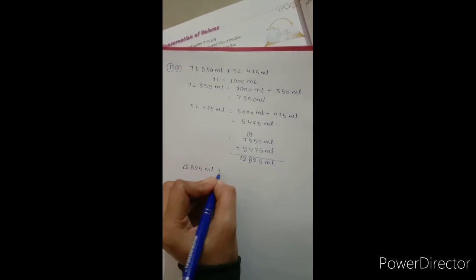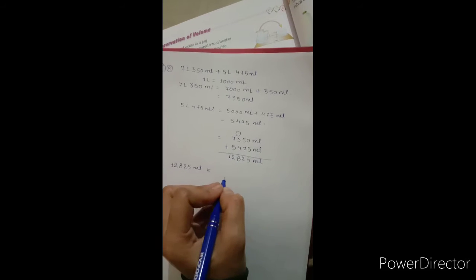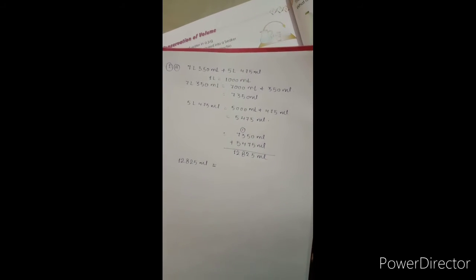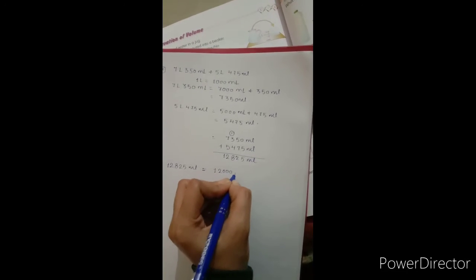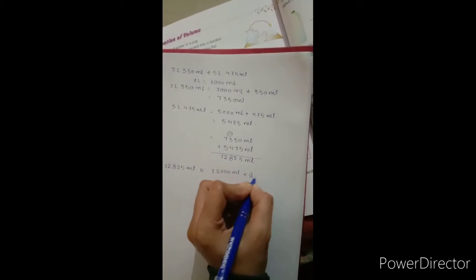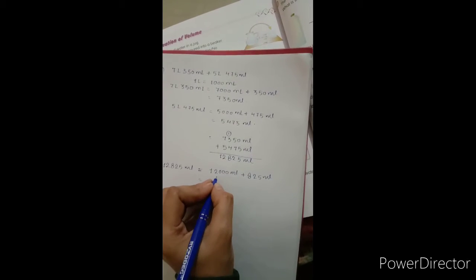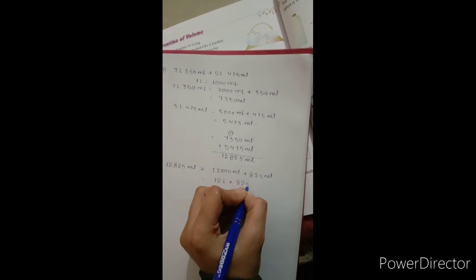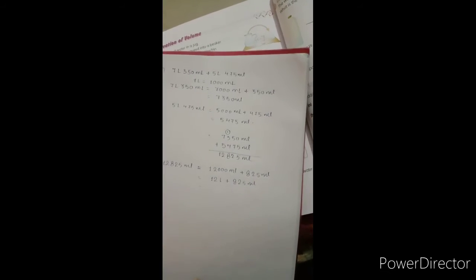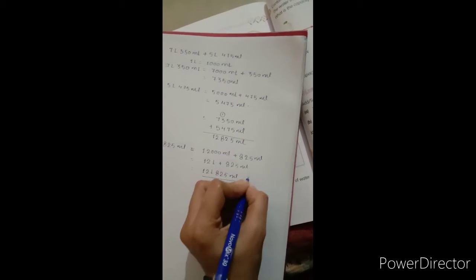So after this we will convert it again into basic units, meaning liter and milliliter. So we can write it as 12,000 milliliter plus 825 milliliter. We can write 12,000 milliliter as 12 liters plus 825 milliliter. So the final answer is 12 liter 825 milliliter. That's the answer.